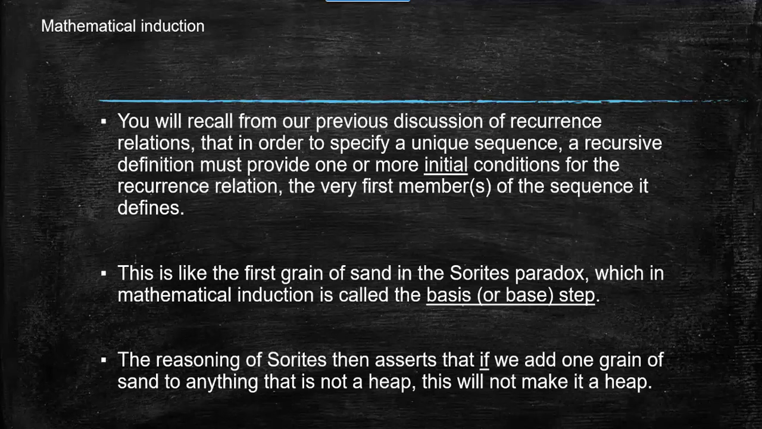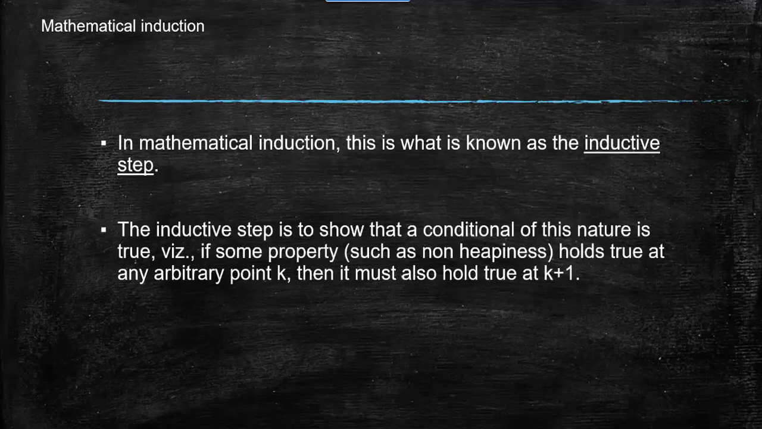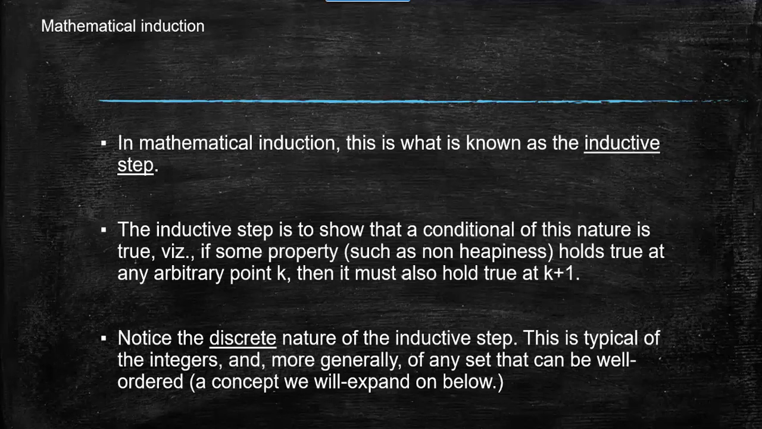The reasoning of Sorites then asserts that if we add 1 grain of sand to anything that is not a heap, this will not make it a heap. In mathematical induction, that is what is known as the inductive step. The inductive step is to show that a conditional of this nature is true. That is, namely, if some property, such as non-heapiness, holds true at any arbitrary point k, then it must also hold true at k plus 1. Notice the discrete nature of the inductive step. This is typical of the integers and, more generally, of any set that can be well ordered, which is a concept we will expand on below.